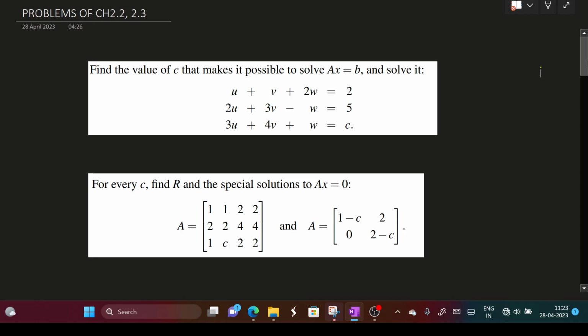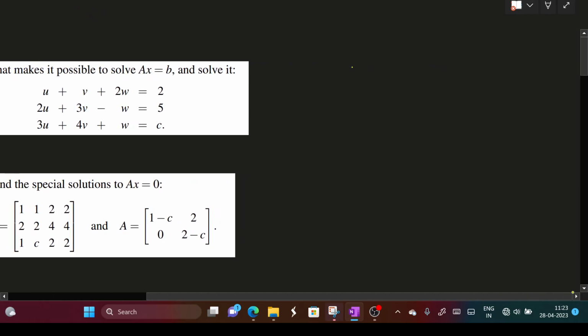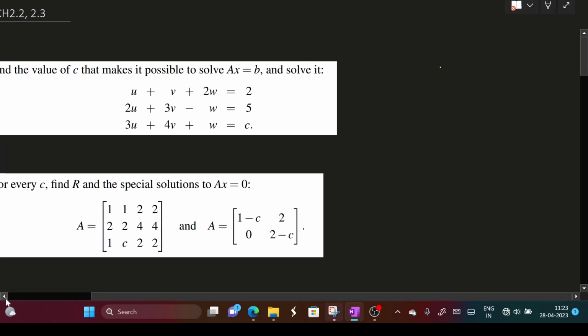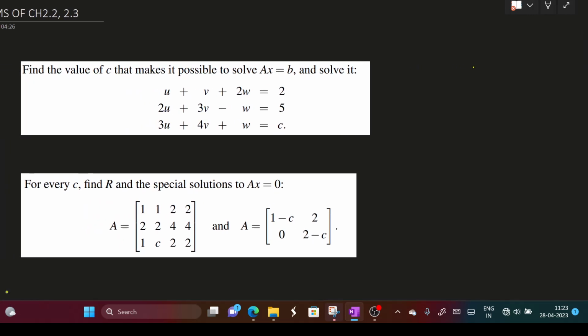Now we are doing some of the problems from Linear Algebra and Its Applications by Strang, chapter 2. Let us discuss this question. Find the value of c that makes it possible to solve AX is equal to B, and solve it.